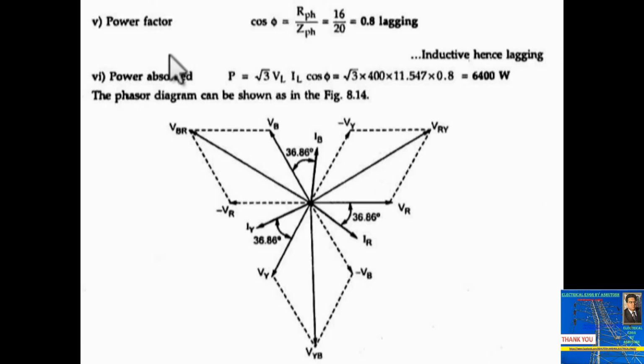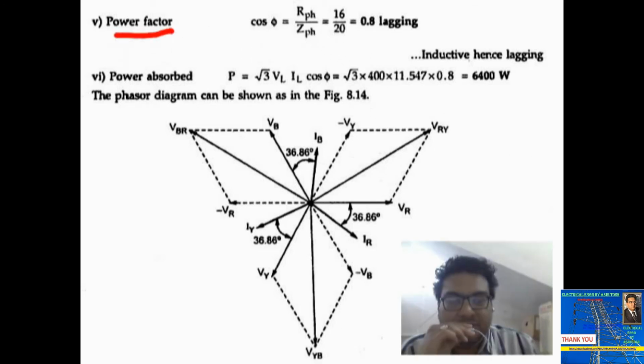And then see power factor. What will be the power factor? Power factor is equal to R by Z. So use the formula cos phi equal to RPH by ZPH. So 16 by 20, and it will become 0.8 lagging, because this is an inductive circuit.